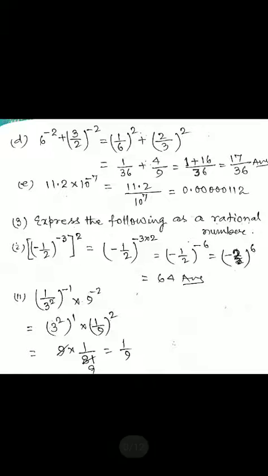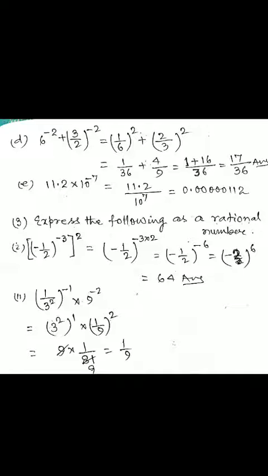Now question number 2E, 11.2 multiply 10 raised to the power 7 equals 11.2 by 10 raised to the power 7. So here is equal to 0.005 times 0 and 1 1 2, 1 2 3 4 5 6, 6 7.